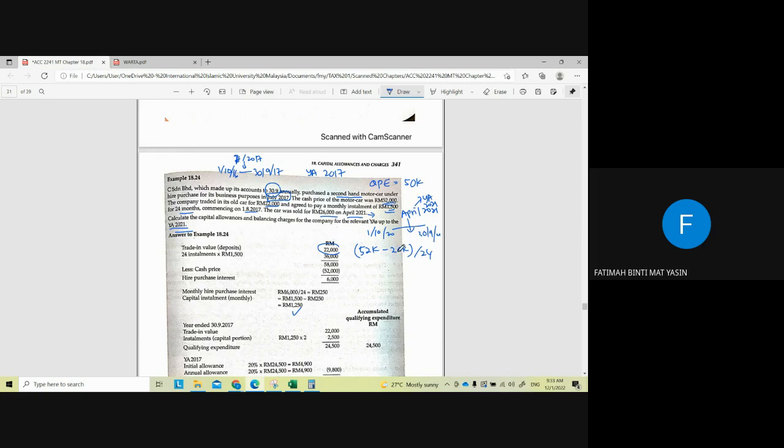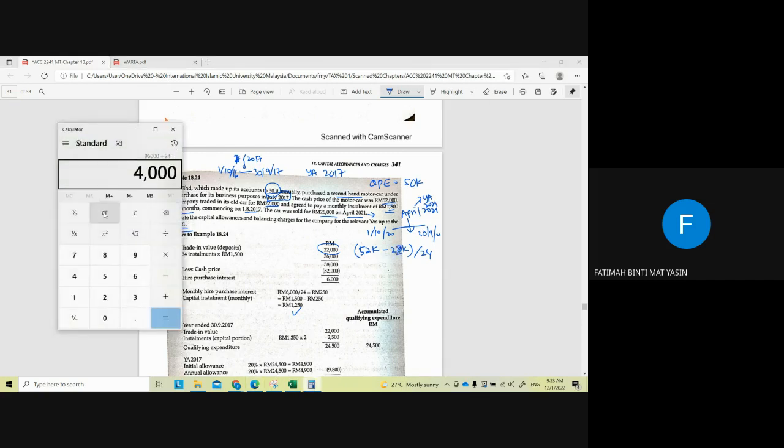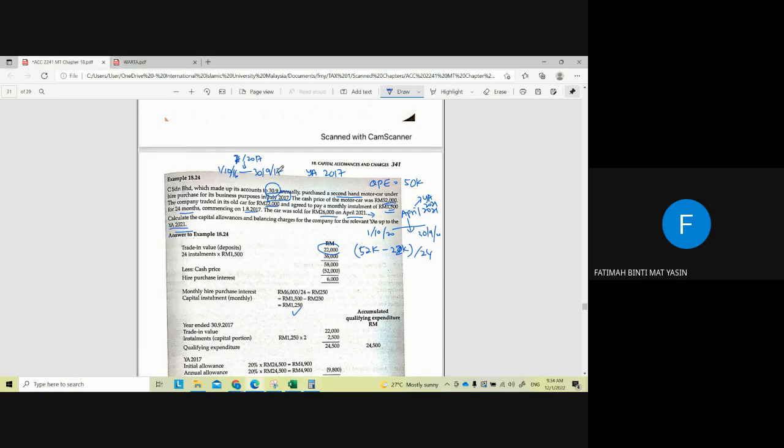Where is the mistake? This one is 22,000, not 20,000, so that's why it's wrong. So this should be 52,000, you minus 22,000, then you divide by 24. So then you have 1250. Okay, it's the same as this one. For me, this way of finding the installment without the interest is quite long.